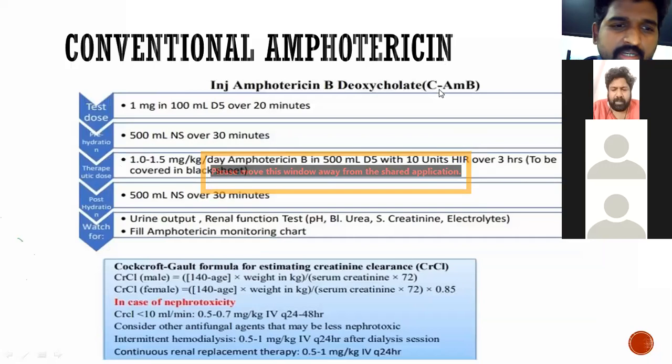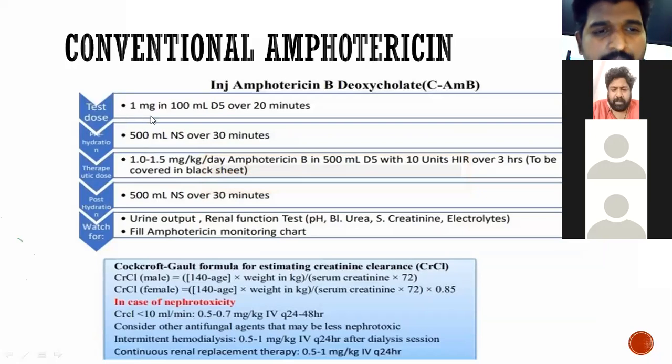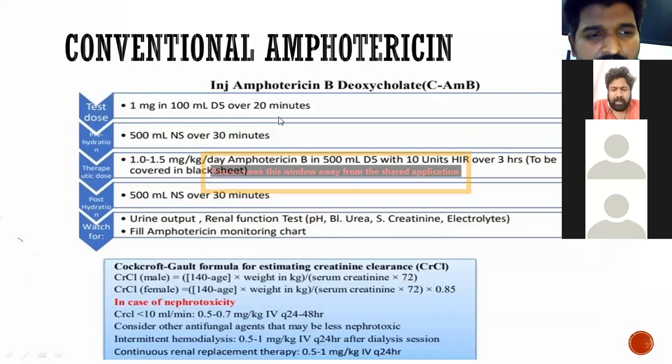This is for conventional. So same thing: you need to give a test dose. How do we give it? 1 mg in 100 ml of D5 over 20 minutes. Watch for reaction. If nothing is there, then once again do a hydration protocol, like 500 ml of NS over 30 minutes.